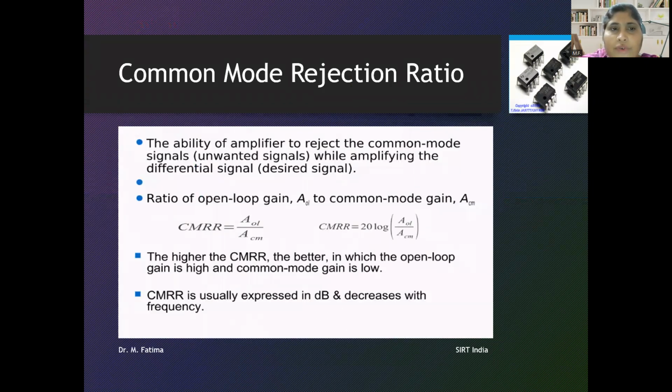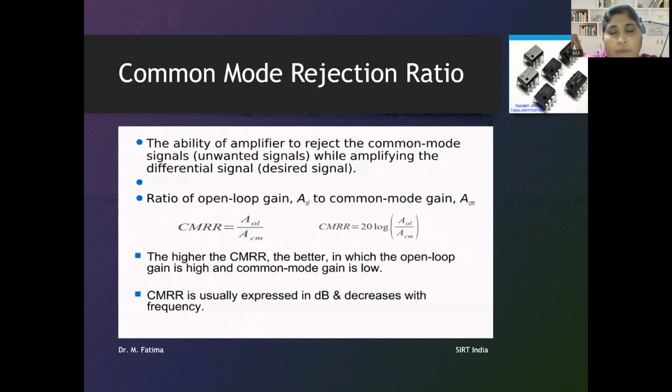Common mode rejection ratio is the ability of an amplifier to reject the common mode signals, or unwanted or noise signals, while amplifying the difference of the input signal, or differential signal. Common mode rejection ratio is denoted by CMRR. It is the ratio of open loop gain AOL to the common mode gain ACM. This is generally written in dB, so it is equal to 20 log of AOL divided by ACM.